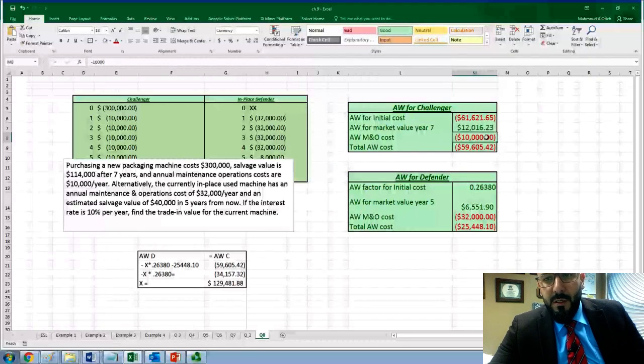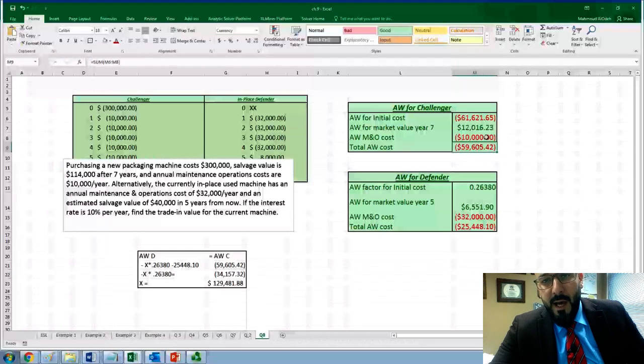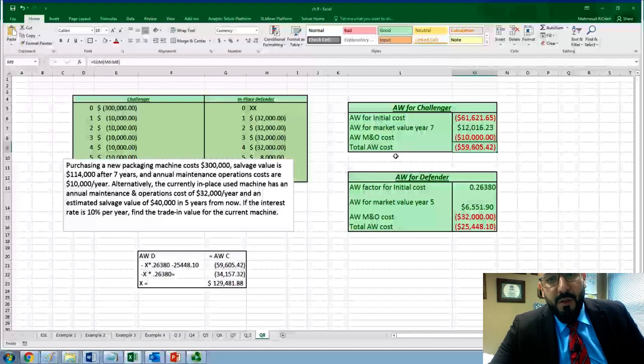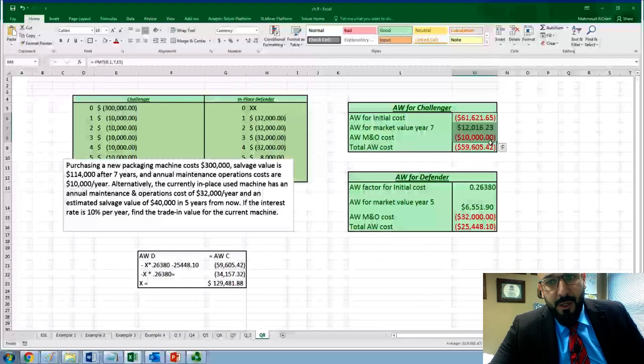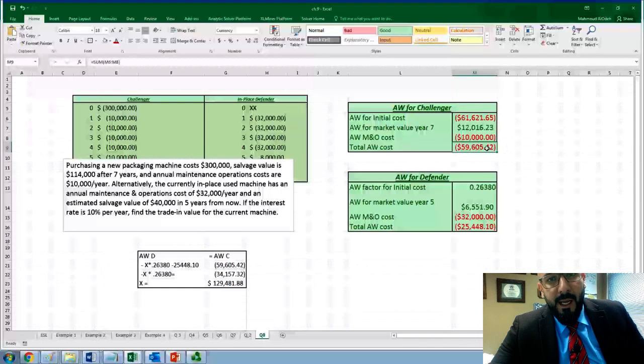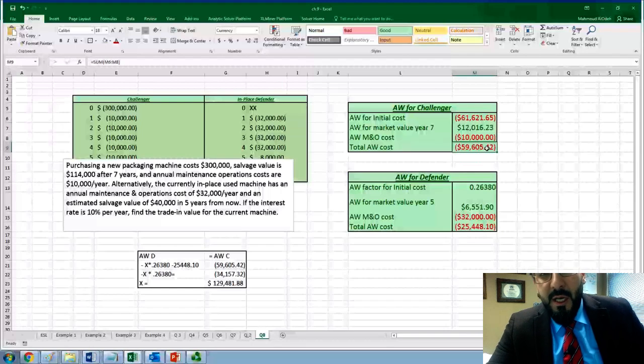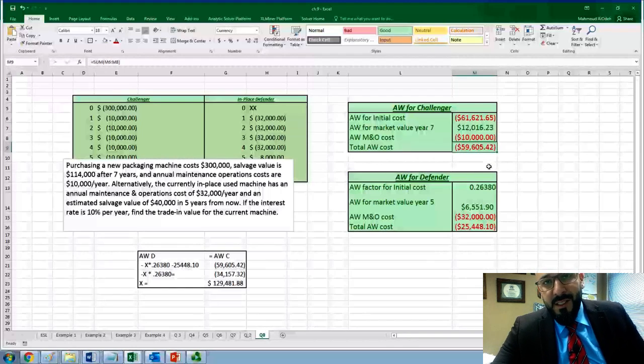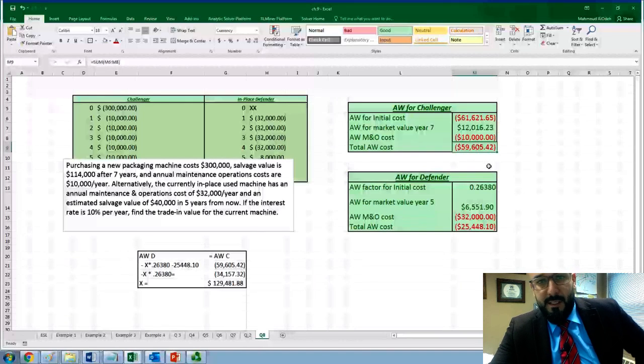Maintenance and operational cost is $10,000. The total annual worth, adding these together to find what would be the total annual worth for the Challenger, that would be $59,605.